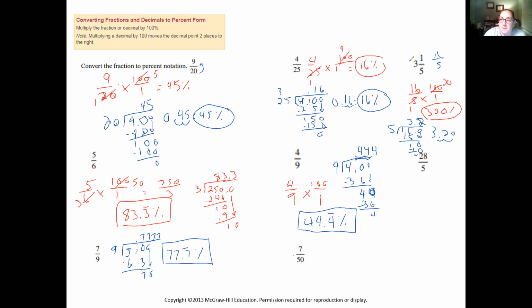And I'll do this one in the red way. So 7 over 50 times 100 over 1. 50 divided by 50 is 1. 100 divided by 50 is 2. The last one would be 14%.